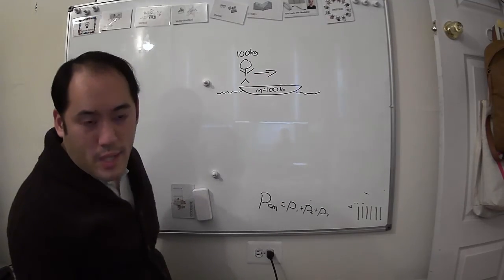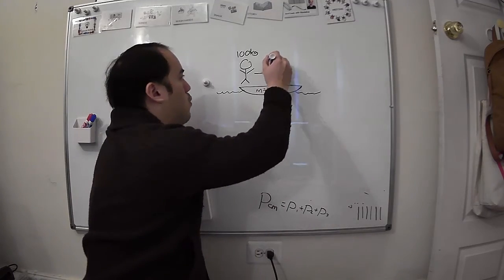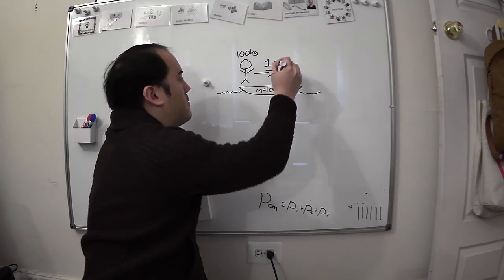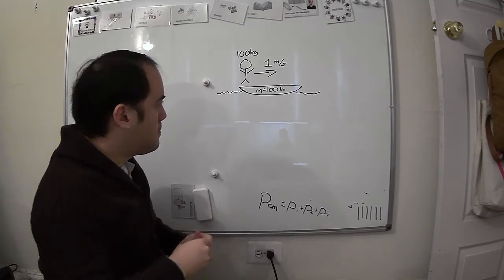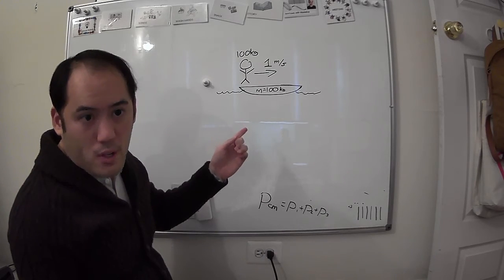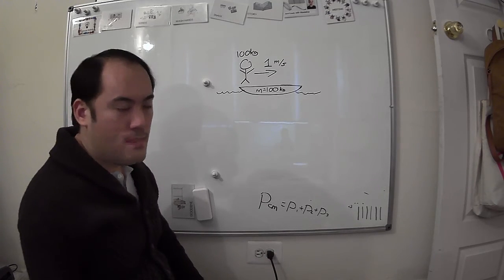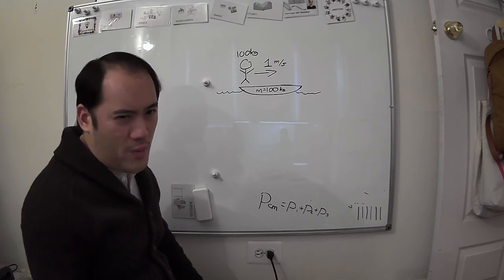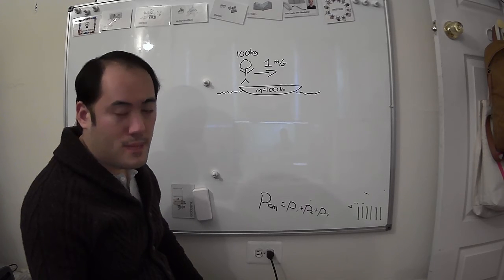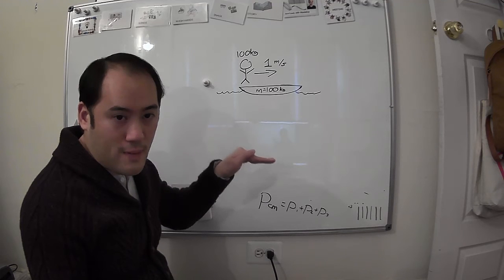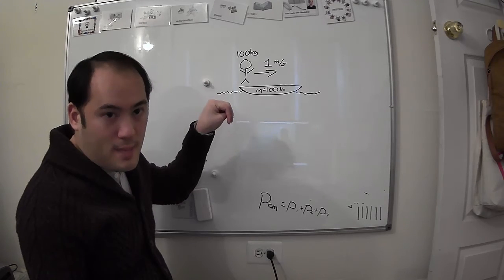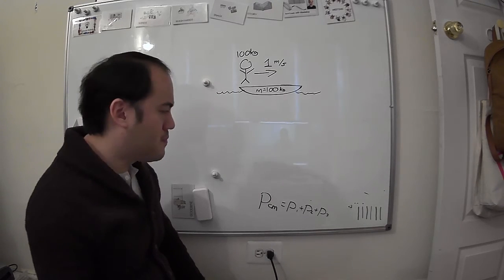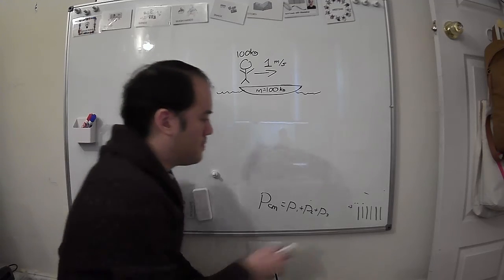If I start walking at 1 meter per second across the boat, will the boat move? Assume there's no friction or water resistance or air resistance. It was initially floating at rest, and I was at rest on top. Then I start walking. Will the boat move?